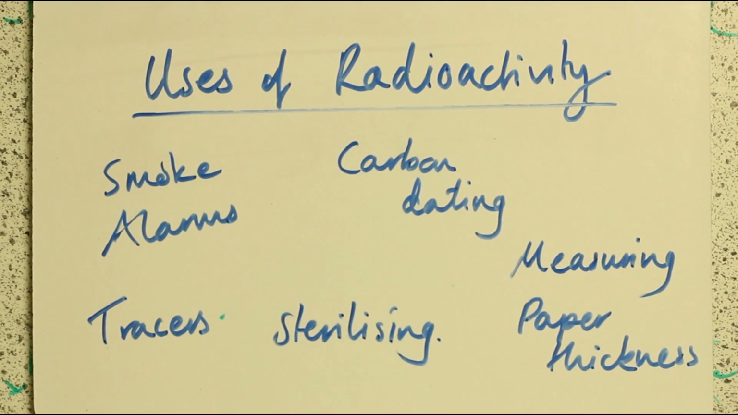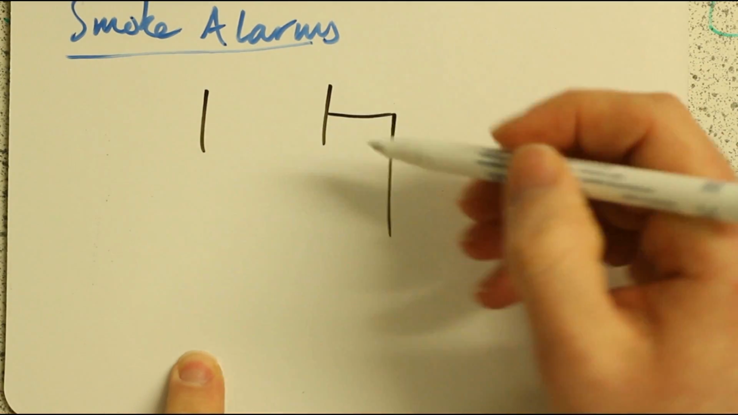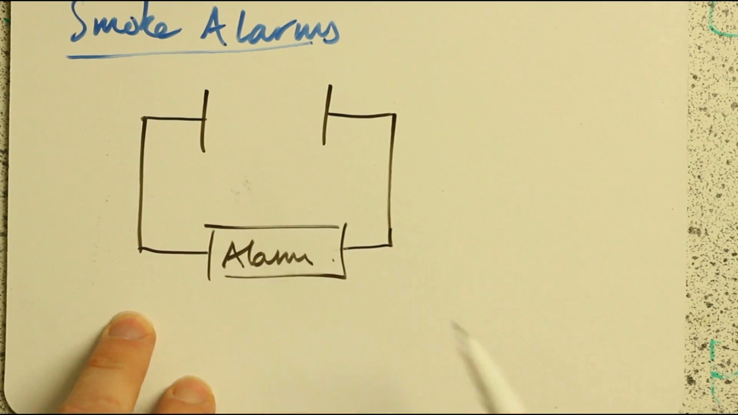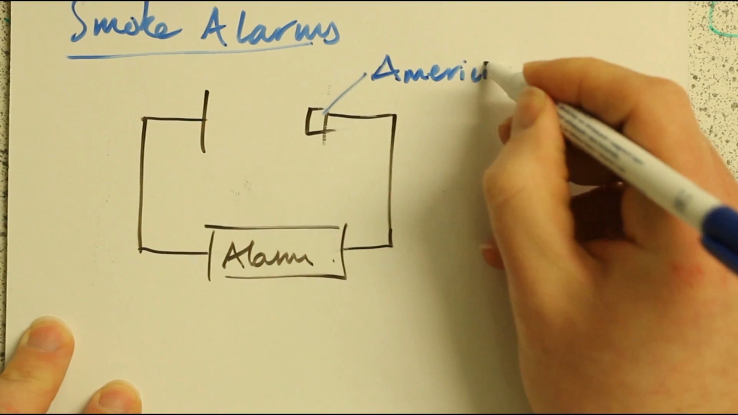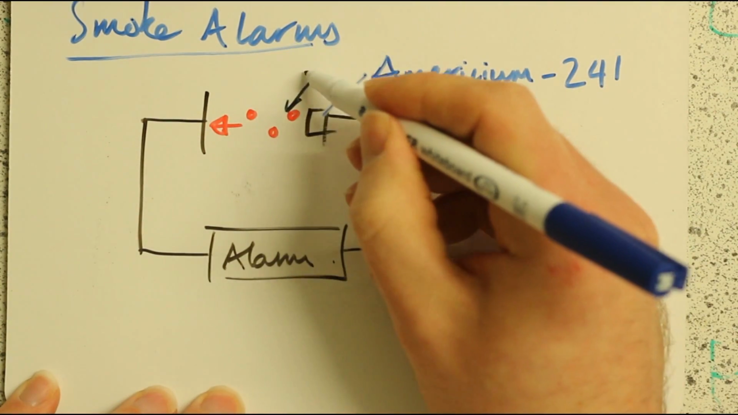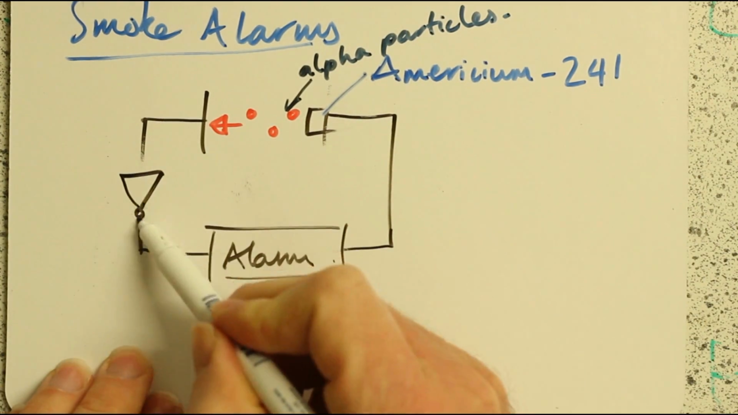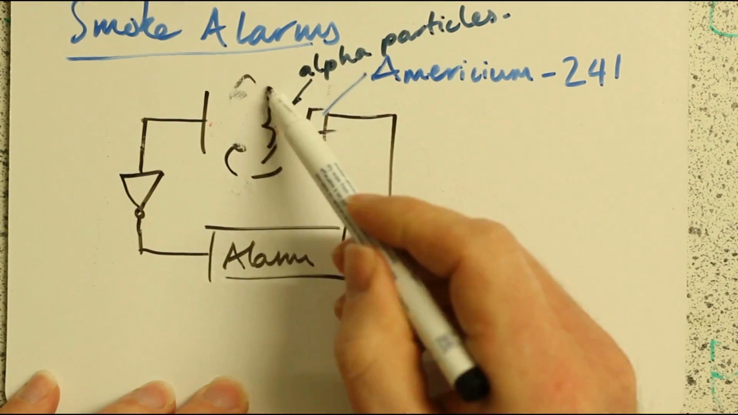Firstly, smoke alarms. Smoke alarms use alpha sources because they're least penetrating. The source used is generally americium-241. The alpha particles complete a circuit. When there is smoke, then the alpha particles are stopped by the smoke particles. This makes the alarm sound. Beta and gamma wouldn't work in this situation because they're too penetrating. Also, it needs to be a charged particle, so gamma wouldn't work because it is not charged.